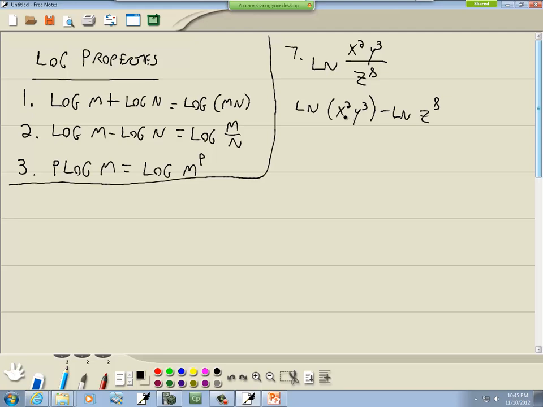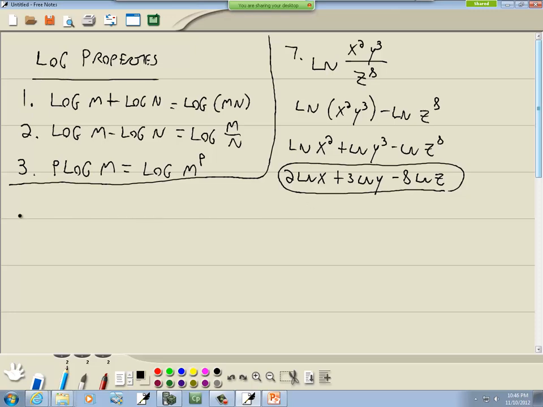The main thing happening in our first parentheses here is multiplication. We've got x squared times y to the third. Multiplication becomes addition. So we get natural log of x squared plus natural log of y to the third minus natural log of z to the eighth. Now we'd like to get the variables by themselves, like log of x, log of y, log of z, ln in this case. And our powers, property 3, we can put out in front of the log. So this becomes 2 natural log of x plus 3 natural log of y minus 8 natural log of z. And that's our answer.